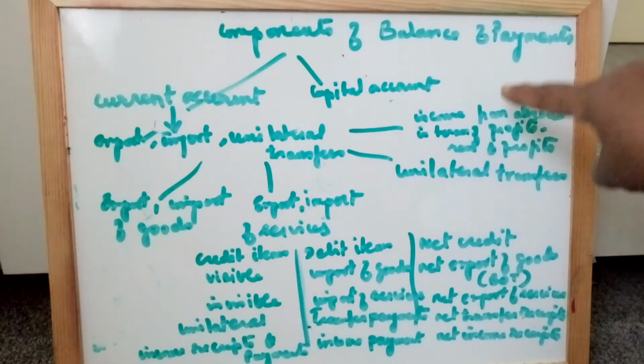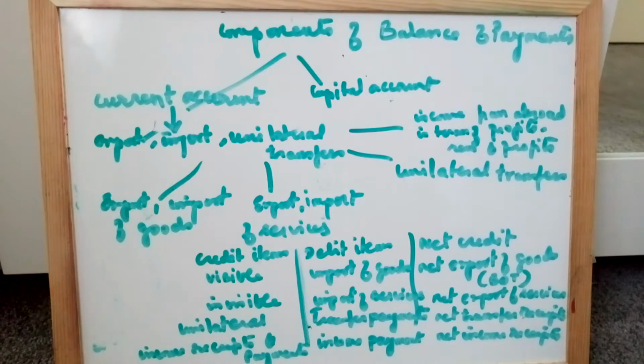The next component is income from abroad, that is income receipts and payments to and from abroad. It includes income in the form of rents, interest and profits. So current account shows the net income, records all the actual transactions of goods and services which affect the income, output and employment of the country. So it shows the net income generated in the foreign sector.